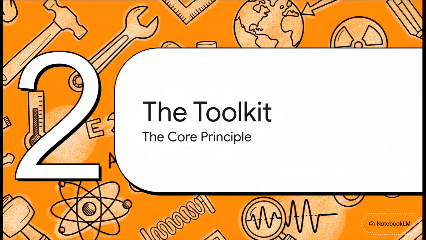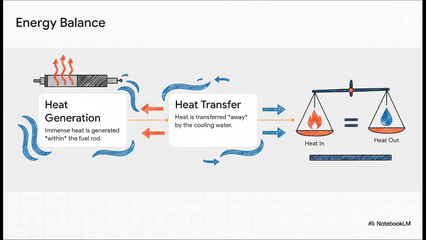So before we even think about punching numbers into a calculator, we need to pull out the right tool from our toolkit. And for this problem, the most important tool isn't a calculator at all. It's a really simple but super powerful idea from physics. And that core principle is called energy balance. You might hear engineers call it steady state, which basically just means things are stable. Think about it. If the reactor isn't getting hotter or colder, it means all the crazy heat being generated inside that fuel rod has to be perfectly balanced by the heat being carried away by the cooling water, right? It has to be. Heat in must equal heat out. It sounds so simple, but trust me, this little idea is the key to everything.